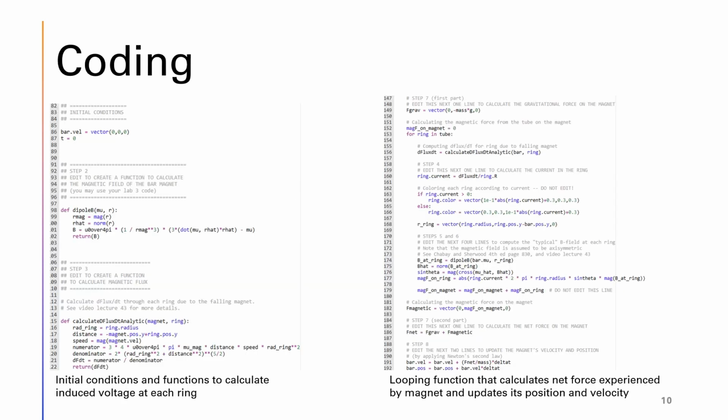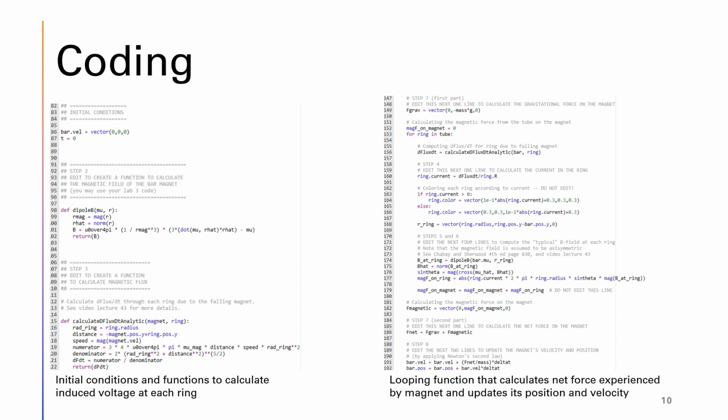This is the coding that I used. On the left side, you can see the initial conditions and functions that I used to calculate the induced voltage at each ring. The first one is finding the B field at any given observation location from the magnet, and the second function calculates the change in magnetic flux over time using the B field and the known values of the rings. On the right side, there's a looping function that calculates the net force experienced by the magnet and updates its position and velocity.